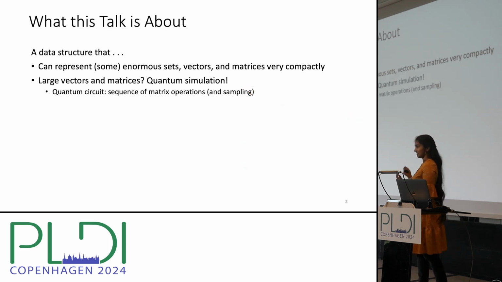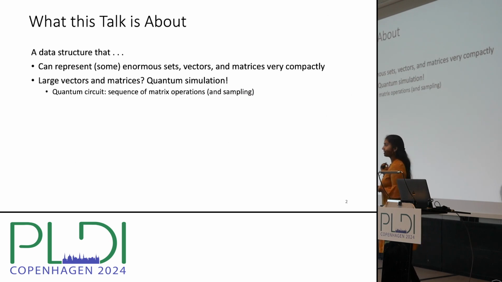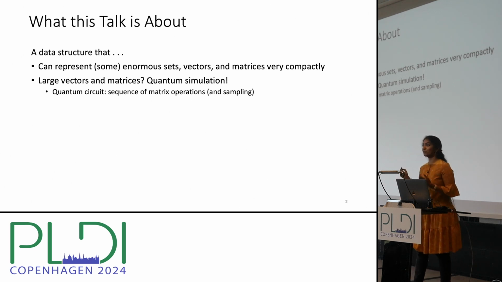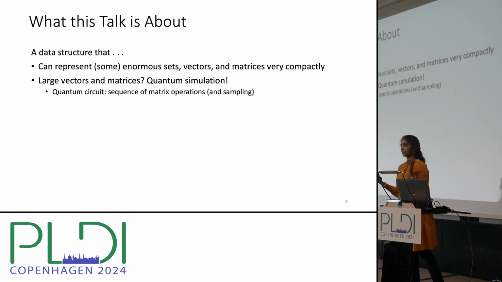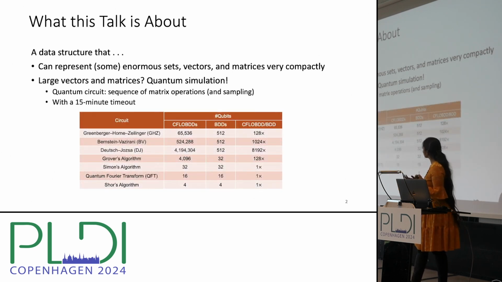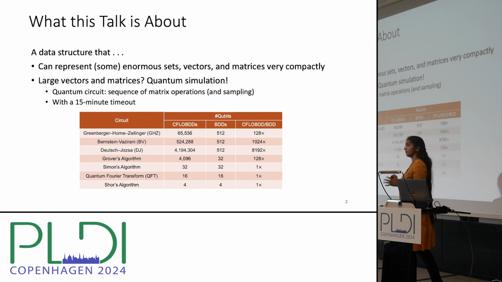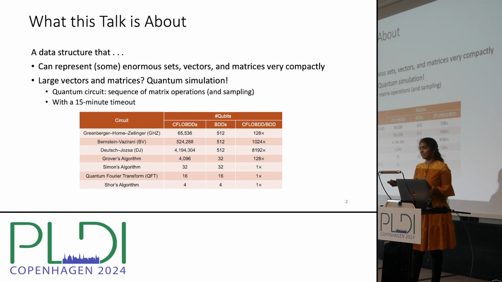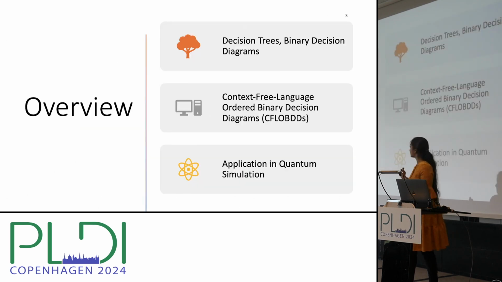So where do we see such large vectors and matrices? One such area is quantum simulations. So we use CFLOBDDs to represent quantum states and quantum gates and hence perform simulations efficiently. So here's a sneak peek into the results. We see that CFLOBDDs are better than BDDs on some of the quantum benchmarks, and they are as good as BDDs in case of some other benchmarks. So how do we get this? Let's see that in detail.